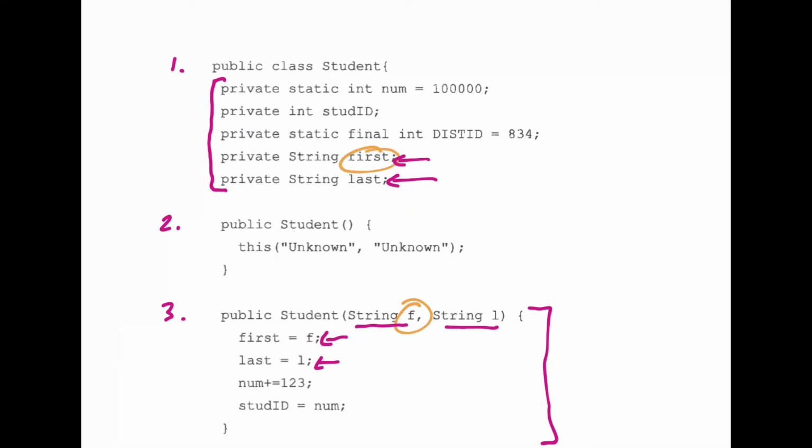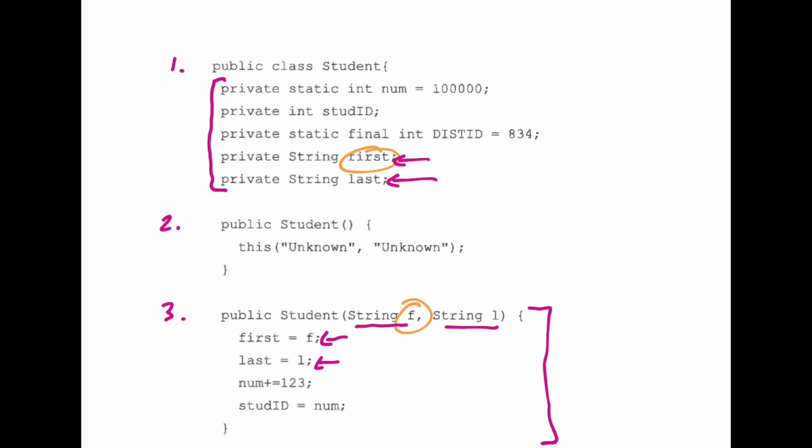So we're assigning where that information should go and how I'm going to be able to use it throughout the rest of my class. So first equals F, last equals L. So now I can use first and last throughout my entire code. All right, continuing on with directions.